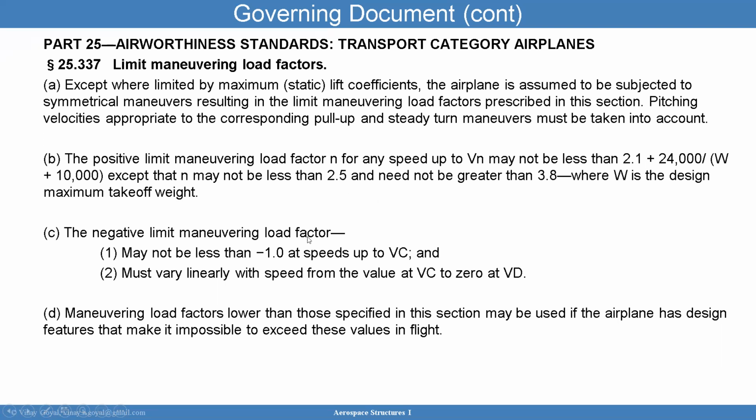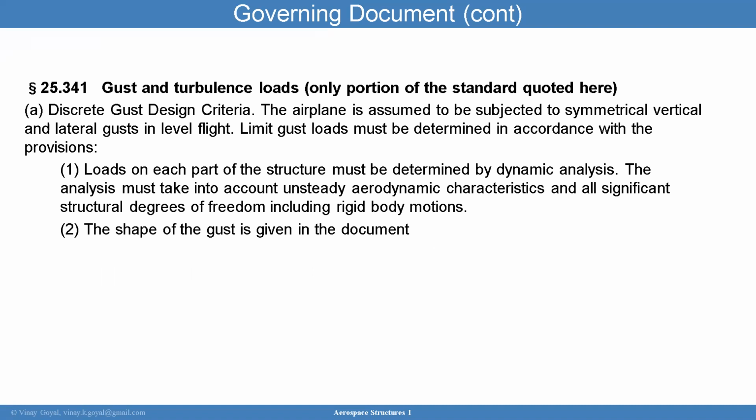The negative limit maneuvering load factor may not be less than 1 at speeds up to the cruising velocity and must vary linearly with speed from the cruising velocity to 0 at the diving speed. Maneuvering load factors lower than those specified in this section may be used if the airplane has design features that make it impossible to exceed these values. So we have to really make sure that we're staying within the limits of the VN diagram, and then we're making sure we're not going above the limit maneuvering load factors.